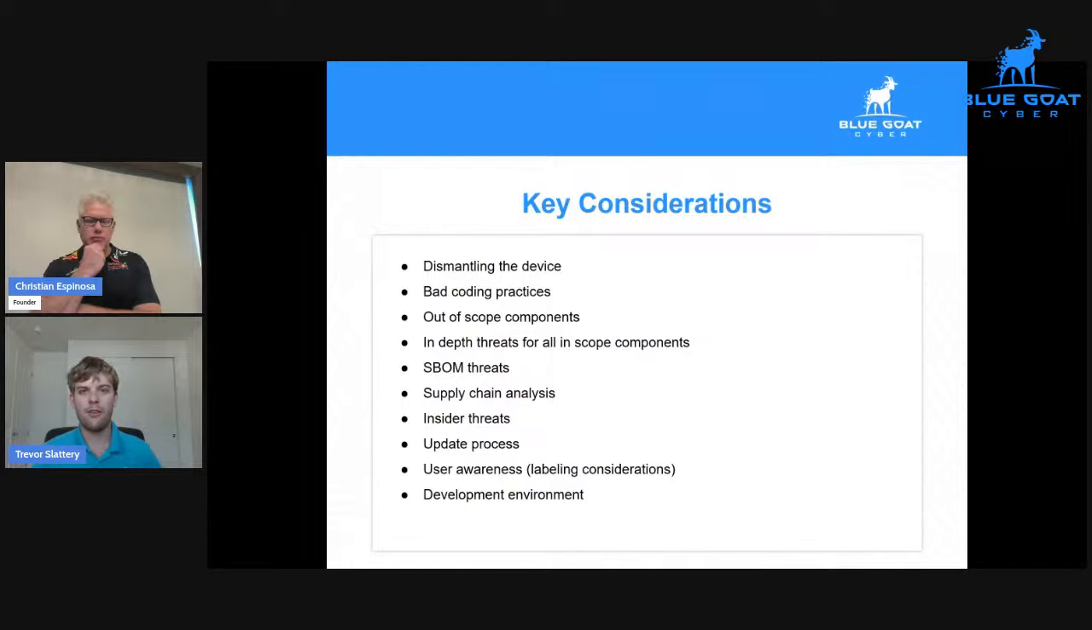So user awareness and proper labeling for a medical device are extremely important. Users need to be aware of any risk that they can be exposed to as a result of using this device and how to minimize that risk as much as possible.